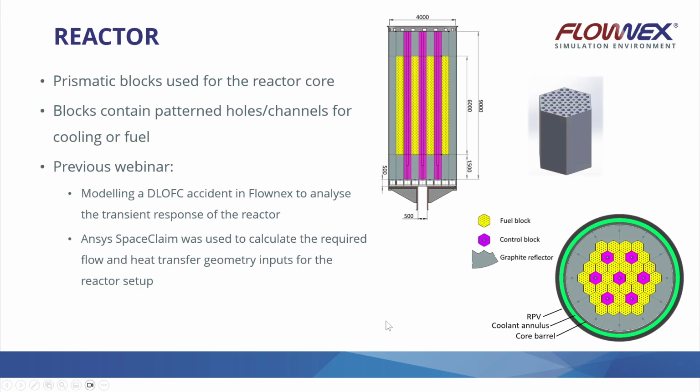The modeled reactor is a prismatic block fuel reactor. The core consists of prismatic blocks with patterned holes or channels for cooling or fuel slots. On the right is a representation of how such a prismatic block looks, and on the left shows the dimensions of the reactor. The bottom right is a section view of how the blocks are arranged to complete such a reactor core, consisting of fuel blocks, control blocks, and graphite reflector. The reactor core is surrounded by a core barrel, a reactor pressure vessel, and a coolant annulus in between.